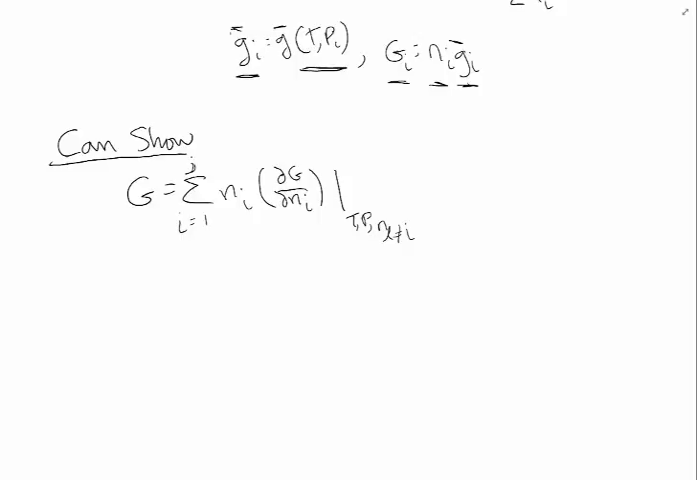So for each component, you take the quantity of that component, multiply it by how the Gibbs energy relates to the quantity, and that gives you the Gibbs energy of that component. You add all that up, and that gives you the Gibbs energy of the mixture.